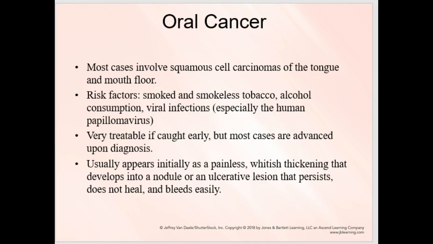So oral cancer is usually from squamous cells. It's from your typical things that you would think would cause cancer in the mouth. Smoke, that smokeless tobacco that you stick in your cheek, excessive alcohol consumption, and HPV infections. Very treatable if you find it. It shows up as possibly just a little white spot that has abnormal edges. It could also look like an ulcer. It could be a nodule, and it shows signs of cancer such as easily bleeding, and it doesn't heal.